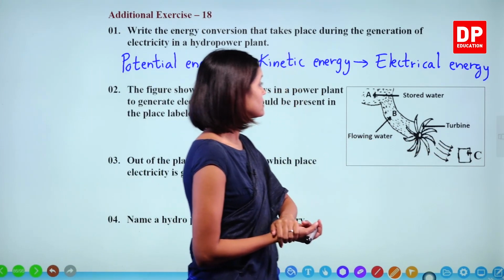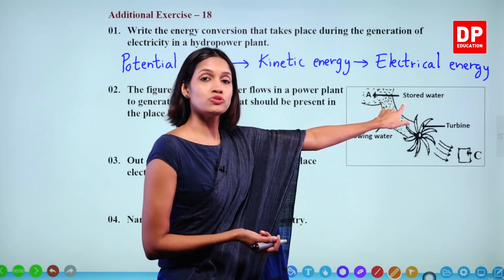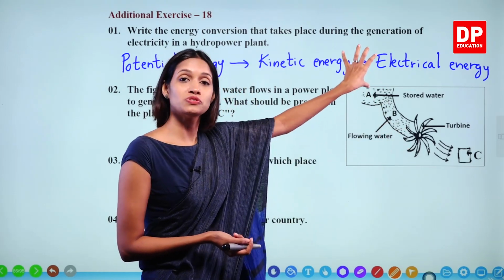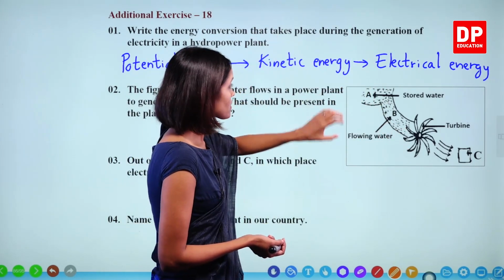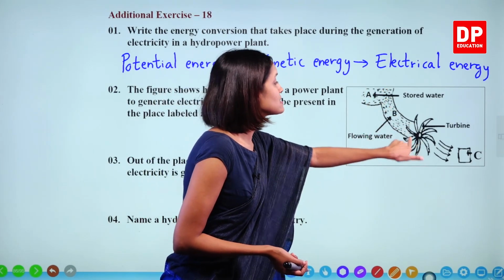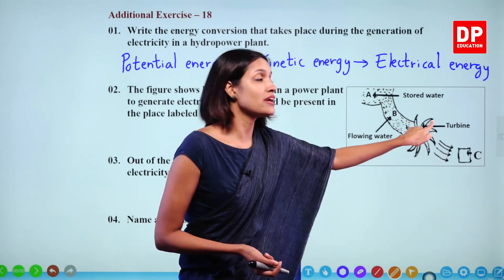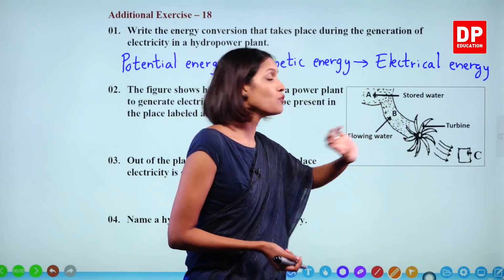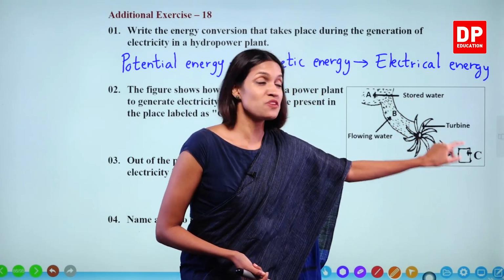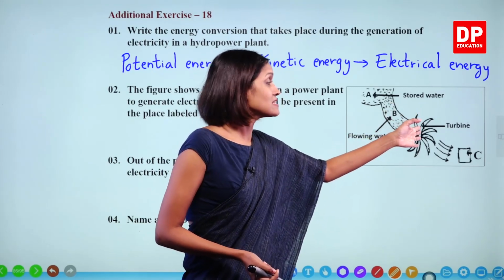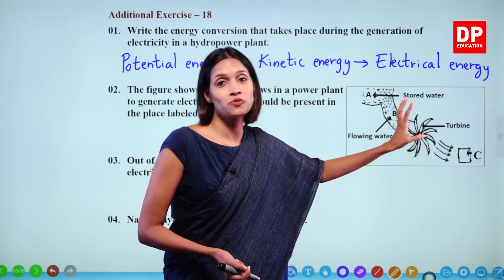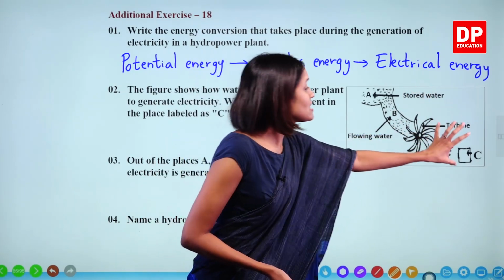Look at this one, children. So, A is stored water. Here, B is flowing water, right? Stored water has potential energy. Flowing water has kinetic energy, that is B. This is the turbine. The turbine rotates because of the kinetic energy of water. So, turbine is connected to C. What is C? When the turbine rotates, the axle of the turbine is connected to the dynamo and the dynamo also works, right? So, C is dynamo.